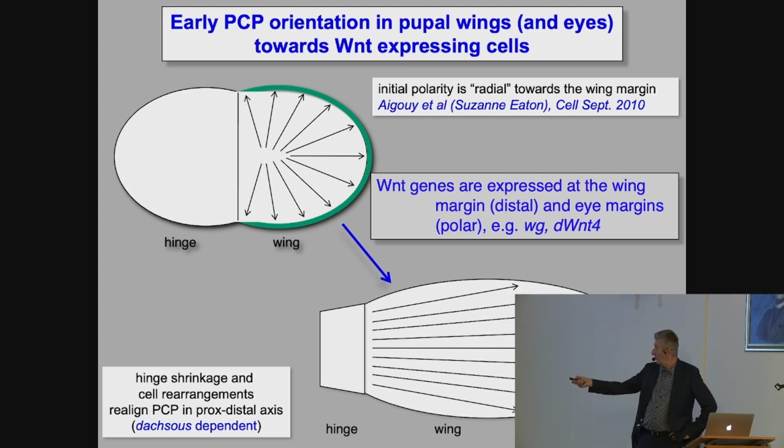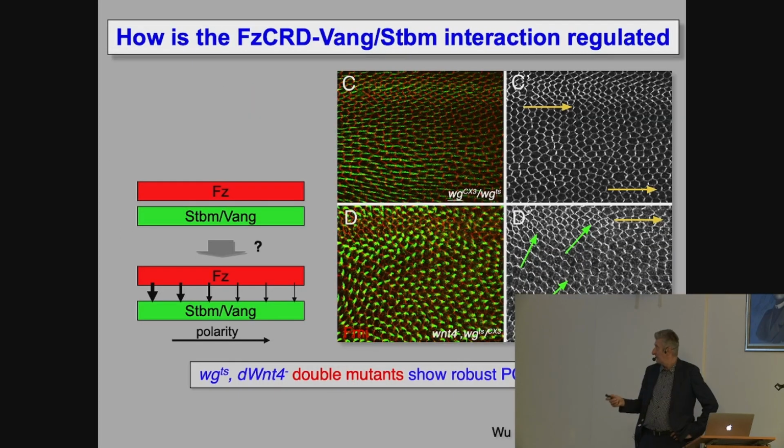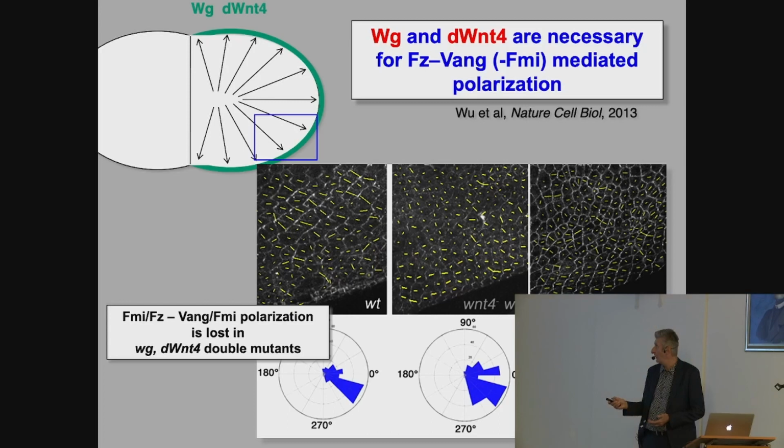And the Wnt genes, in this particular case, wingless itself and dWnt4, are nicely expressed along this margin. And so if you make a double mutant between Wnt4, a null allele, and a wingless temperature-sensitive allele, because you have to keep wingless present so that you allow the tissue to develop. If you remove wingless early, there's no wing, as the name says, and so you can't even look at it. So you start seeing PCP defects, and if you look early, which is again at this stage when normally people do not look, Suzanne Eaton showed us that's the time to look.